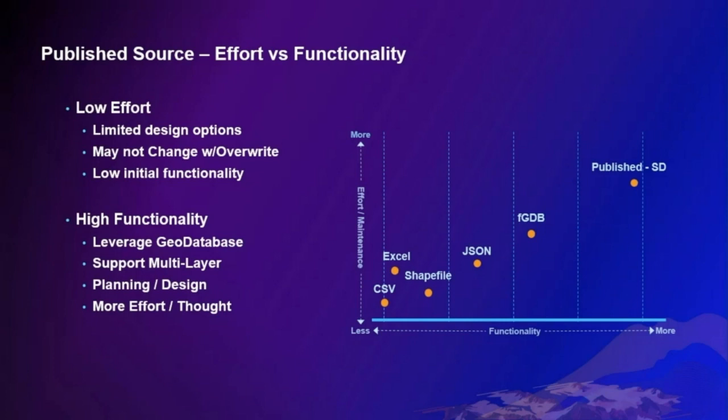There are limitations if you're selecting a simple file format like CSV to publish. It's fairly easy to publish, but you're going to be limited in your design options. You may not be able to change the schema once you publish the service. The functionality is relatively low or basic when you start, but then you can of course modify the service after the fact.